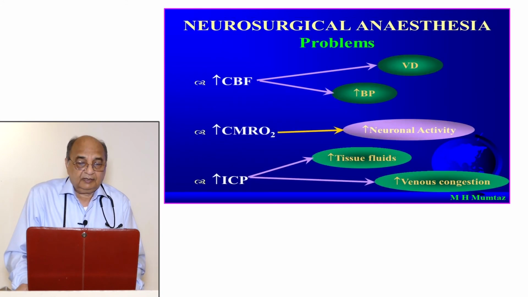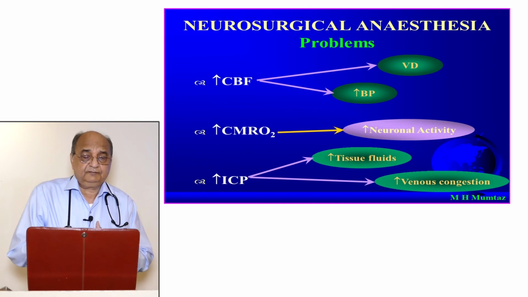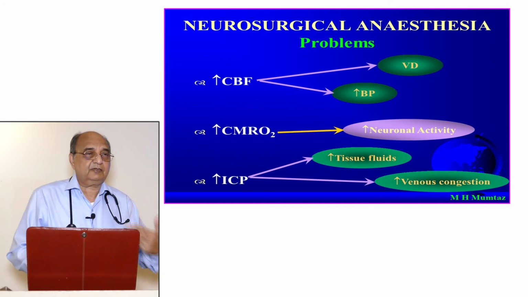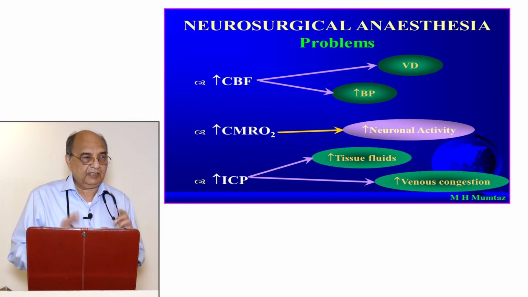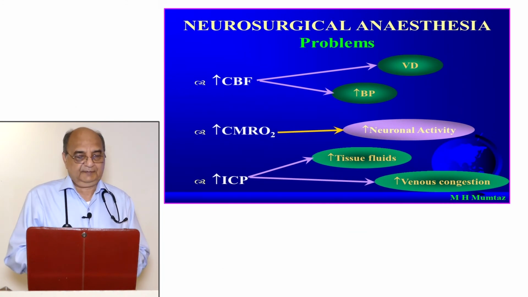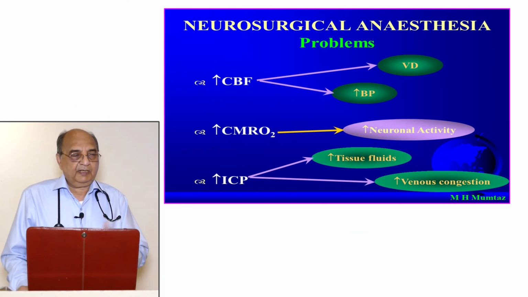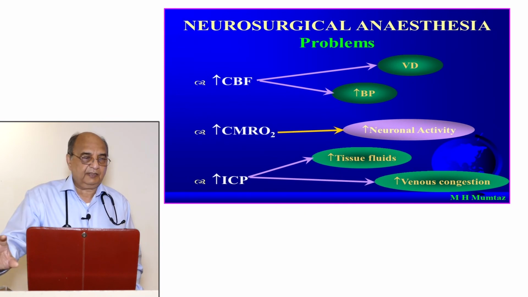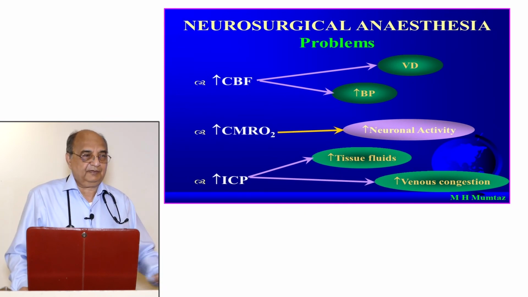Right? Now, in neurosurgical anesthesia, there are basically three important considerations. One is blood flow to the brain, another is cerebral metabolic rate of oxygen utilization, and third is intracranial pressure. Now, cerebral blood flow depends on the vasodilatation and on the blood pressure, right?